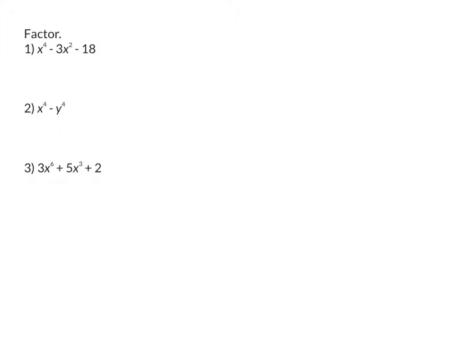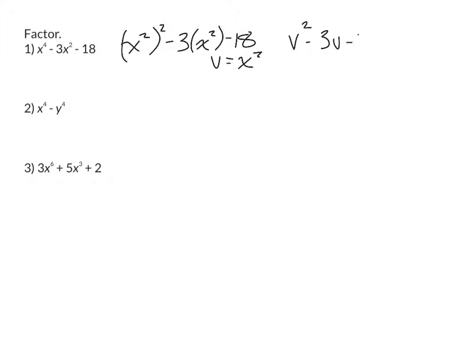Now, we can still factor things similar to how we've been doing it before. For instance, in number 1, I see 3 terms here, so I can factor it like a polynomial like I've done in the past. I can rewrite this as x squared squared minus 3x squared minus 18. Let's assume for a moment that v is equal to x squared. Well, I could rewrite this as v squared minus 3v minus 18.